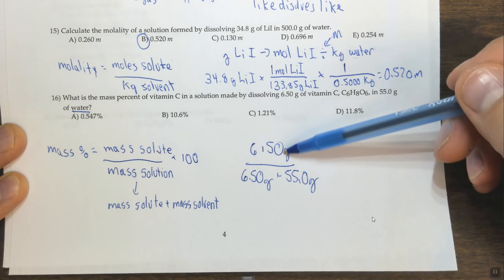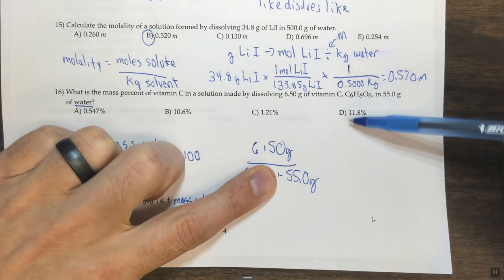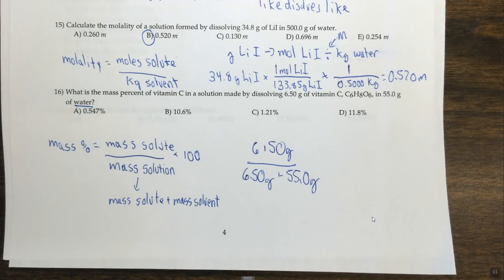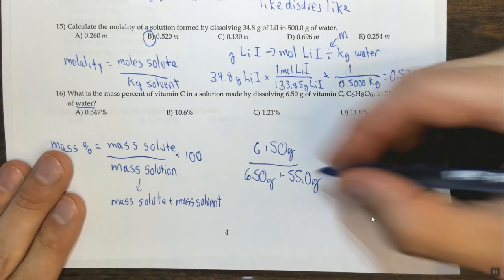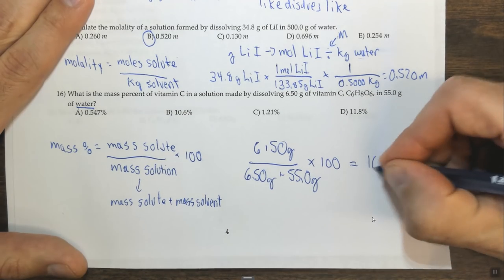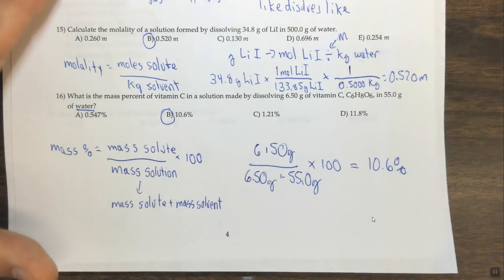Unfortunately, I believe the answer is here if you leave this out. So you can actually think you got it right because one of the multiple choice answers is here. But you want to just go ahead and make sure you add them together if you need to. We multiply that by 100 and we find that the mass percent is 10.6%, which is choice letter B.